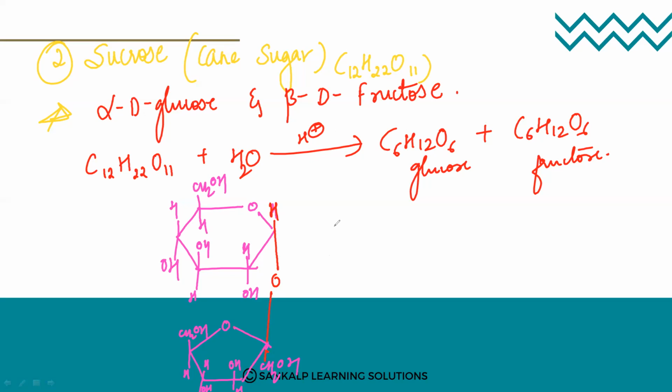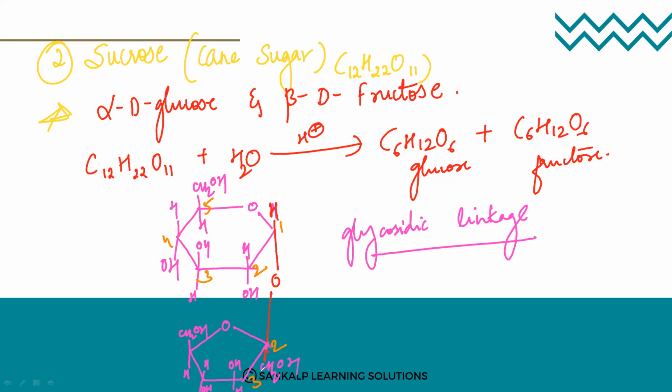So these are the two monosaccharide units which are held by a glycosidic linkage. What type of linkage is present? These two units are joined by a glycosidic linkage between the C1 carbon. So this is the C1 carbon: one, two, three, four, five. This is two, three, four, five.